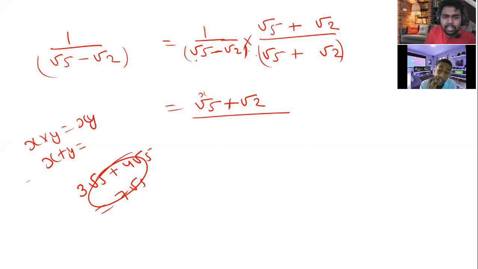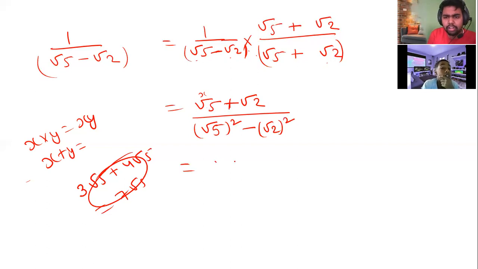See the formula, a minus b into a plus b. What is the formula of a minus b, a plus b? It is equal to a square minus b square. Third identity, third identity. So it would be a square minus b square, right?